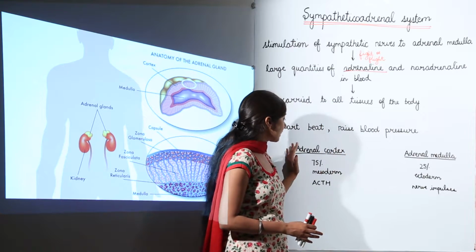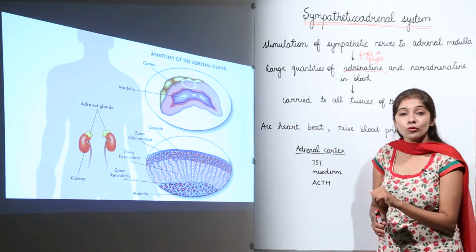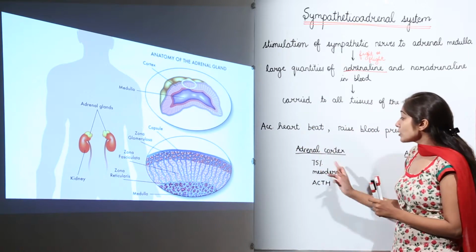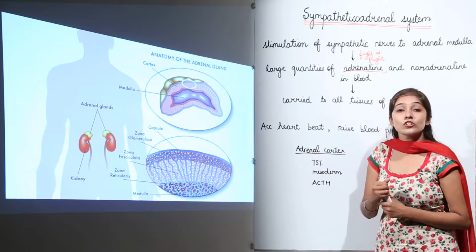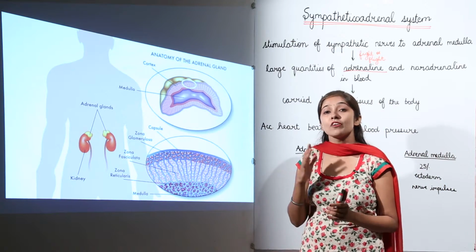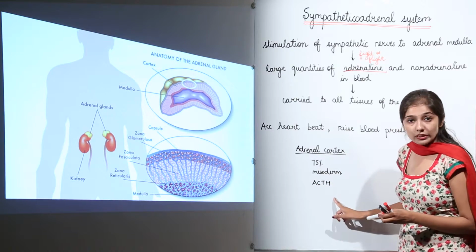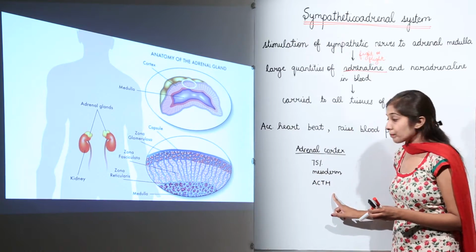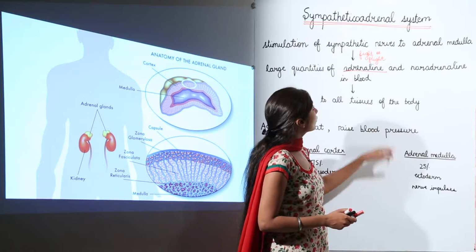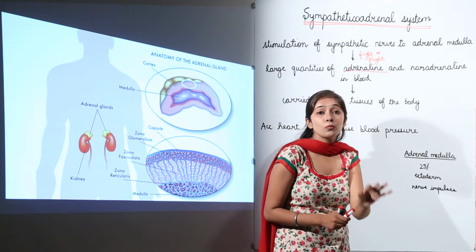Then, the release of adrenal cortex hormones is controlled by ACTH. ACTH is the hormone that is secreted by the anterior lobe of the pituitary gland. So, the release of hormones from the adrenal cortex is going to be regulated by ACTH, the hormone secreted by the anterior lobe of the pituitary gland, right? This is adrenocorticotrophic hormone. And the release of hormones from the adrenal medulla, we have discussed here, is going to be under the control of what? The sympathetic nerves. It is going to be under the control of the sympathetic nervous system.